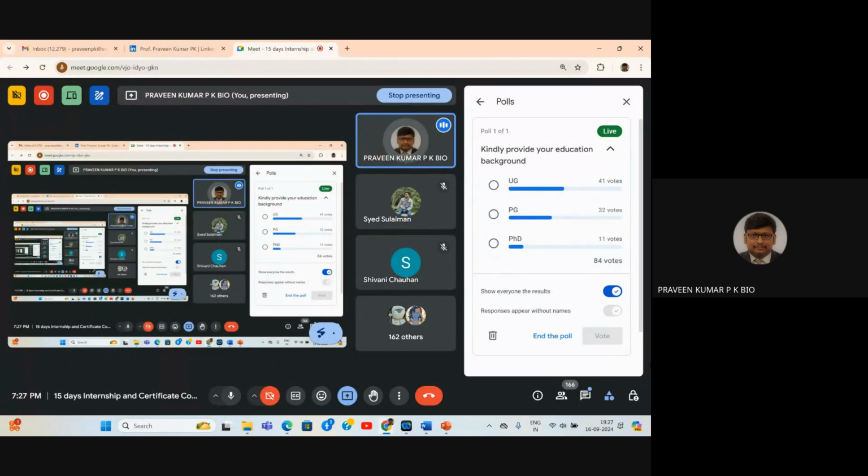And how about the others? So we are able to find here, if I add 32 plus 11, around 43. So we have advanced learners. When compared to UG, the PG and PhD combination is more, isn't it?